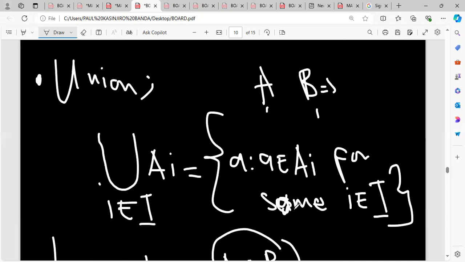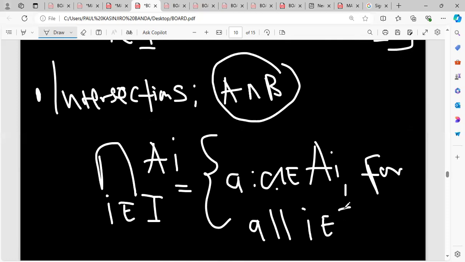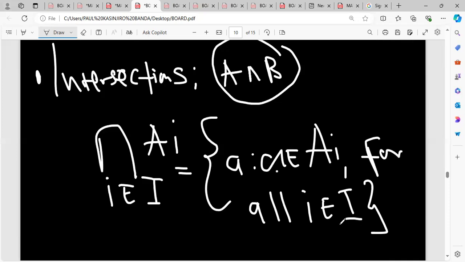So here we said "for some", meaning this a is not necessarily in all these A_i. But for the intersection, it's a must that if this a is a member of this, then all these A_i should contain that a. So a is such that a is a member of A_i for all i that are members of the indexing set I. So this is the definition.